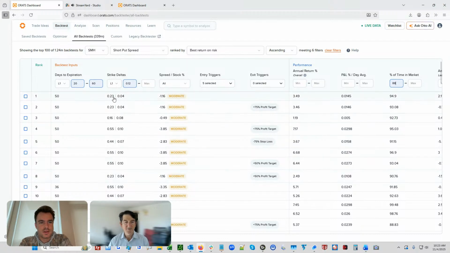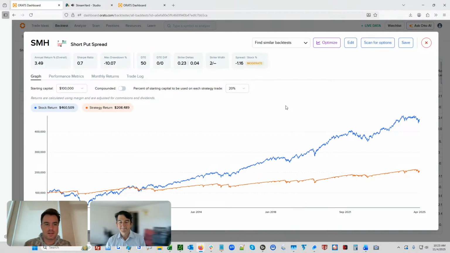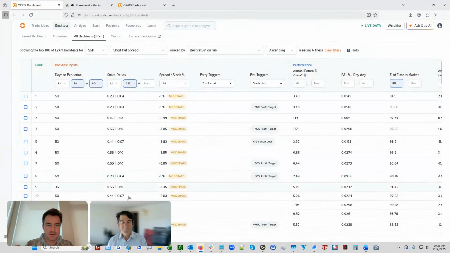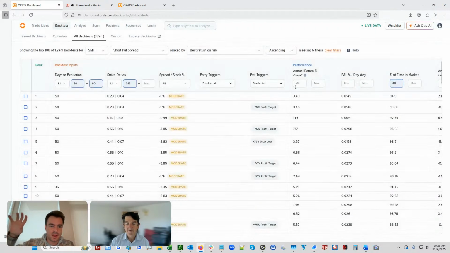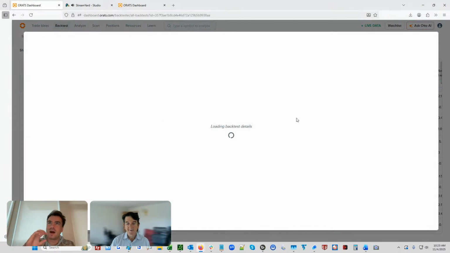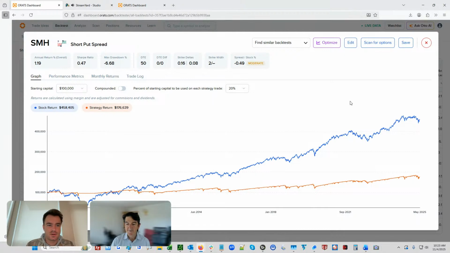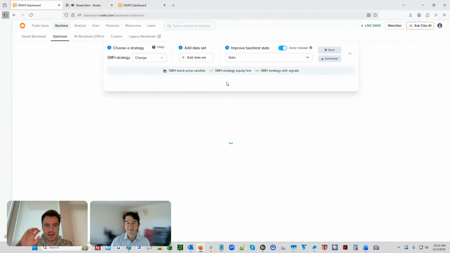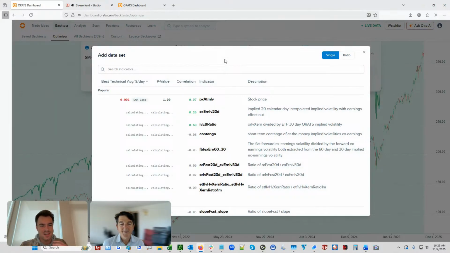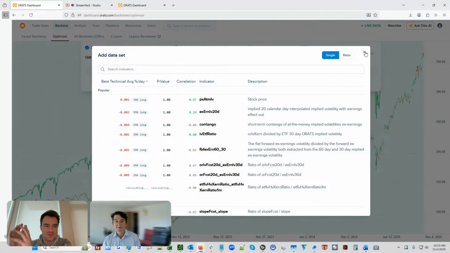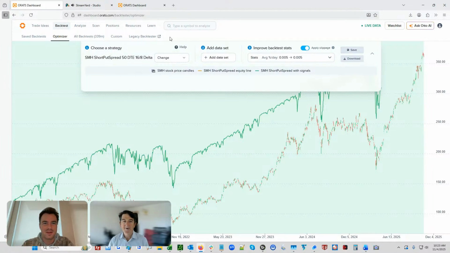So the difference between the optimizer and the backtester is you can get a little more granular with the indicators and when you want to get in and out. In the backtester we have 5 entry triggers, and we just showed the slope percentile and the IV percentile, but in the optimizer we have close to 100 indicators, and you can combine slope and contango and that kind of stuff.